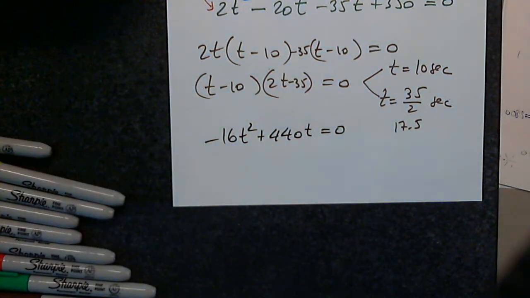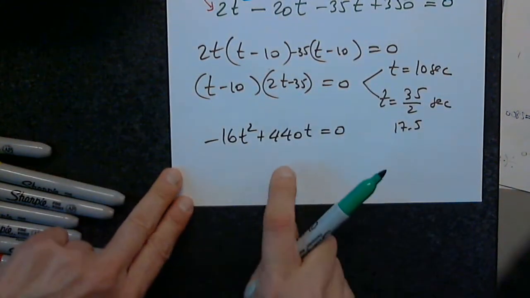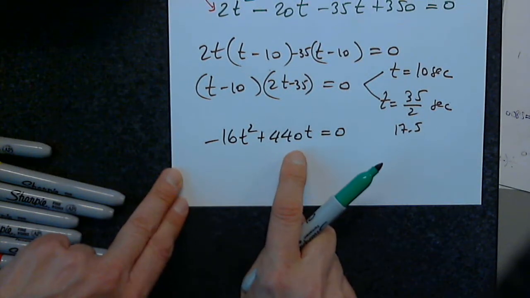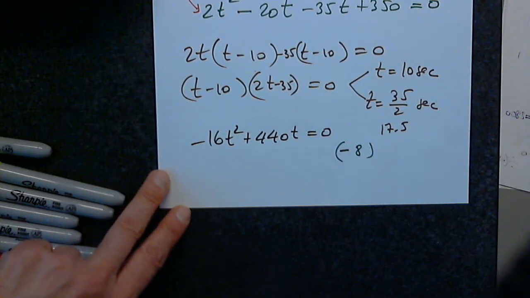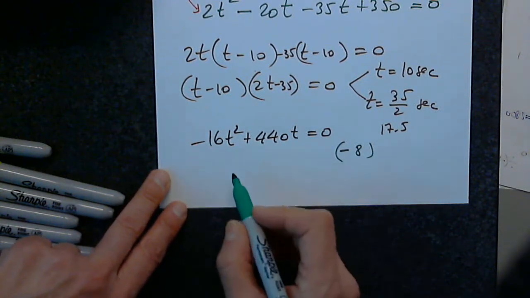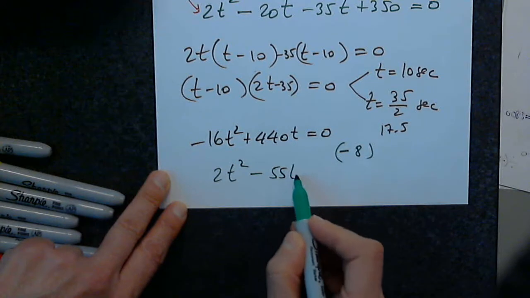Perfect. So then, it's a binomial. It's in descending order. It's an equation. And I can divide in an equation, not by t or x. But what will I divide by to make it easier? Yes, but we decided that negative 16 didn't work. 440, yes. Negative 8. Well, wasn't the answer 27.5? True. So then we have 2t squared minus, you already told me what that was, 55t equals 0.